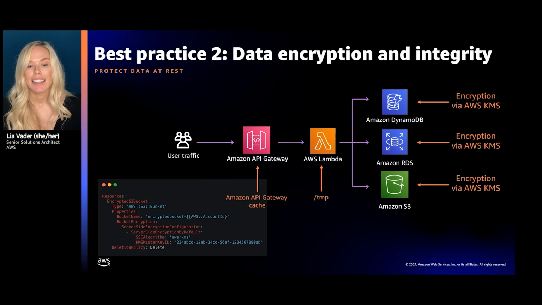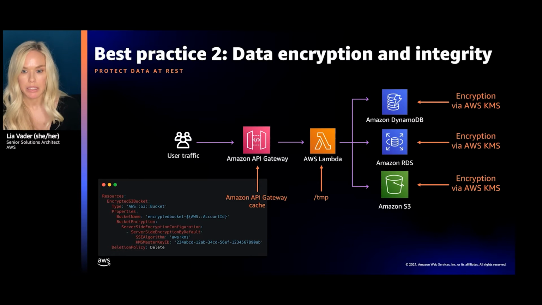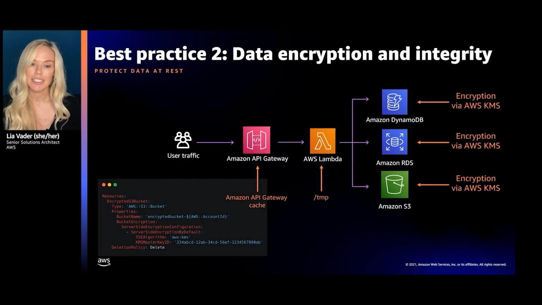And lastly, S3 supports default encryption. So you can set the default encryption behavior for an S3 bucket so that all new objects are encrypted when they're stored in the bucket. And these objects are encrypted using server-side encryption with S3 managed keys or KMS keys stored in the Key Management Service. And I have an example of that here.